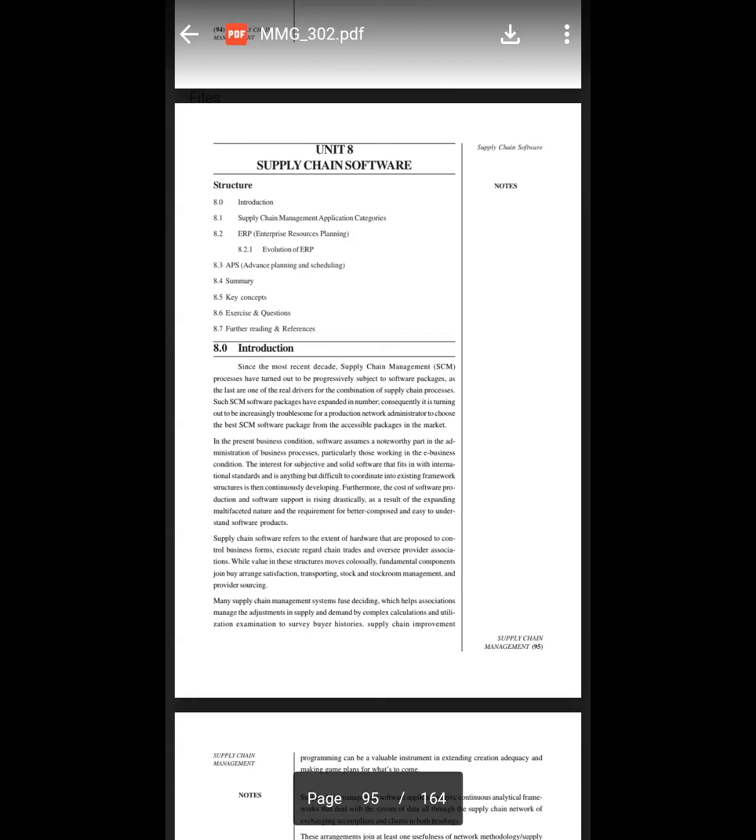Okay, so today we are going to see the supply chain software. Now in your supply chain management chapter, supply chain software is an important part. Supply chain management processes have turned out to be progressively subject to software packages, as the latter are one of the real drivers for the combination of supply chain processes.